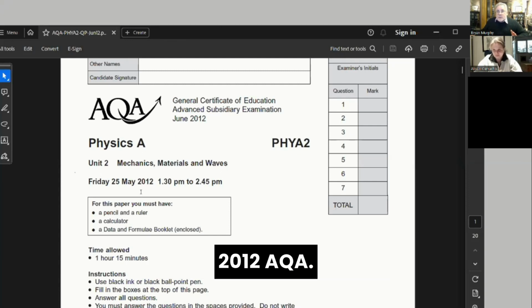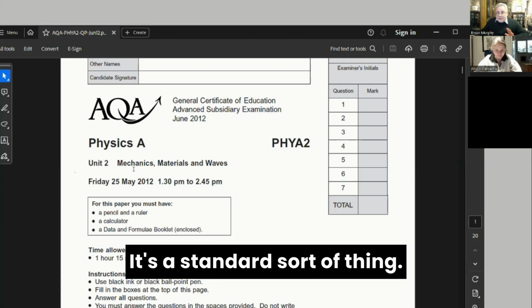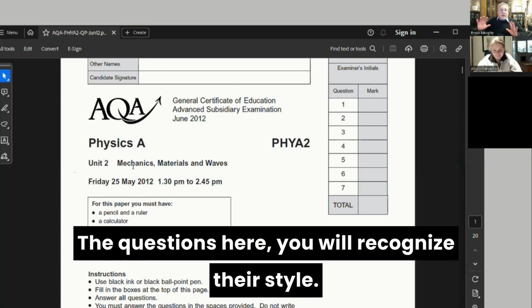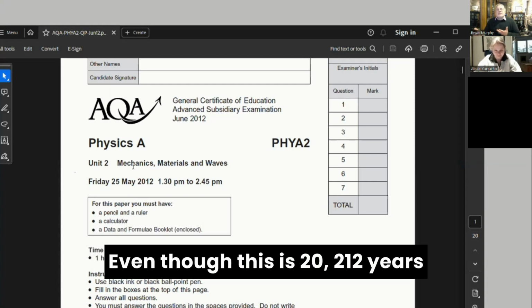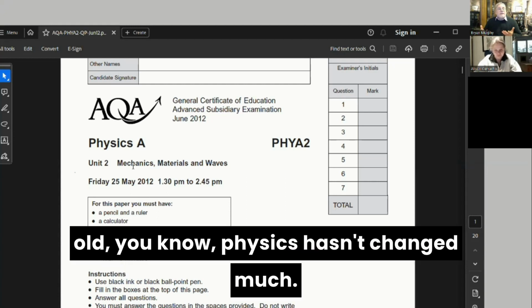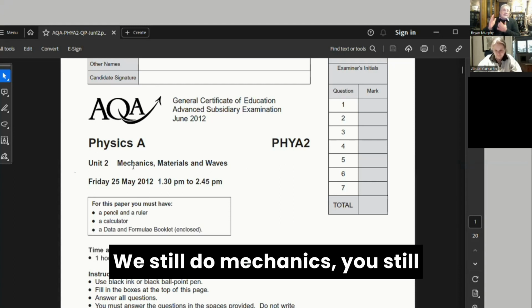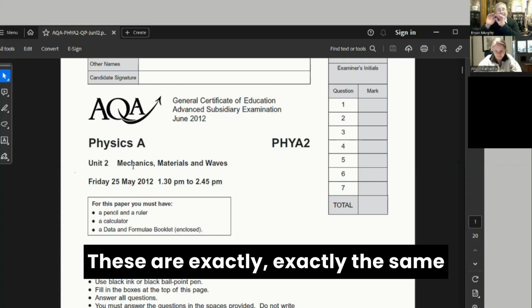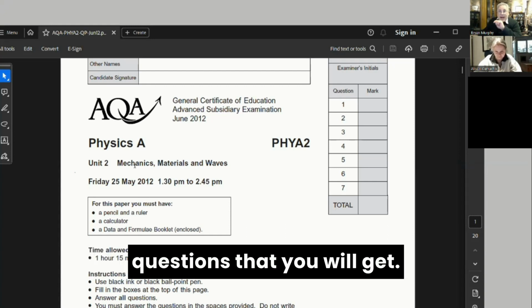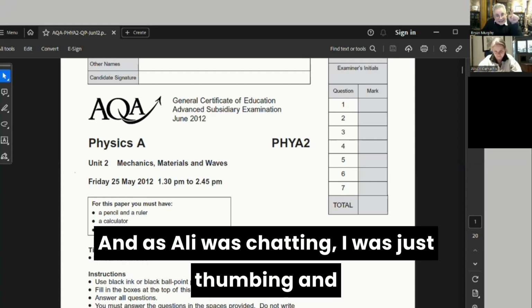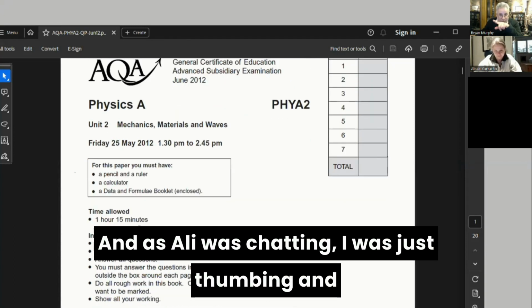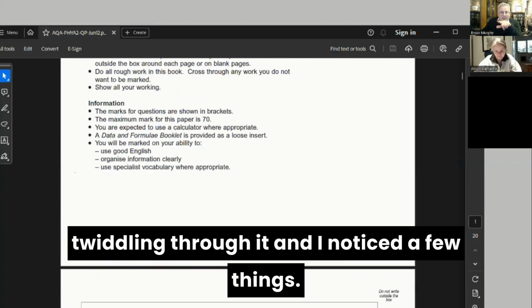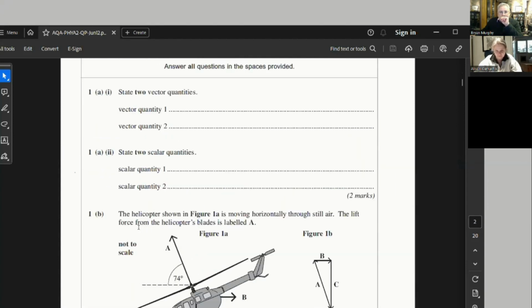Like it. 2012, AQA. It's a standard sort of thing. The questions here, you will recognize their style, even though this is 12 years old. Yeah. Physics hasn't changed much. We still do mechanics, you still do materials, you still do weight. So these questions are relevant. These are exactly the same questions that you will get. And as Ali was chatting, I was just twiddling through it, and I noticed a few things.